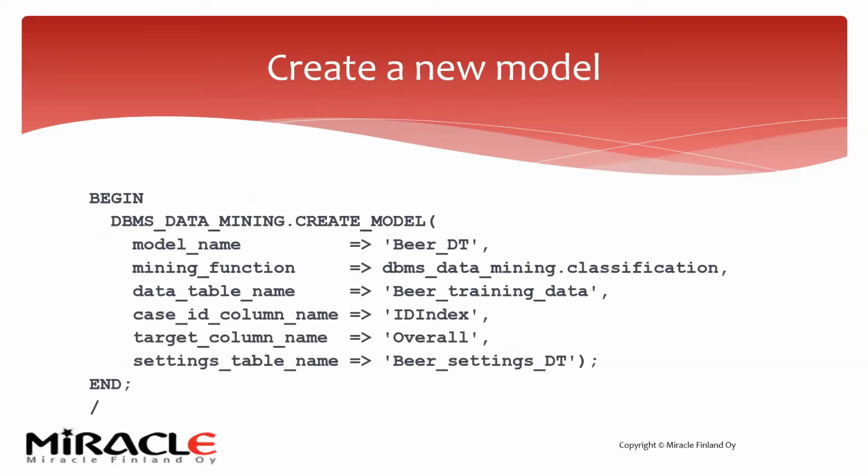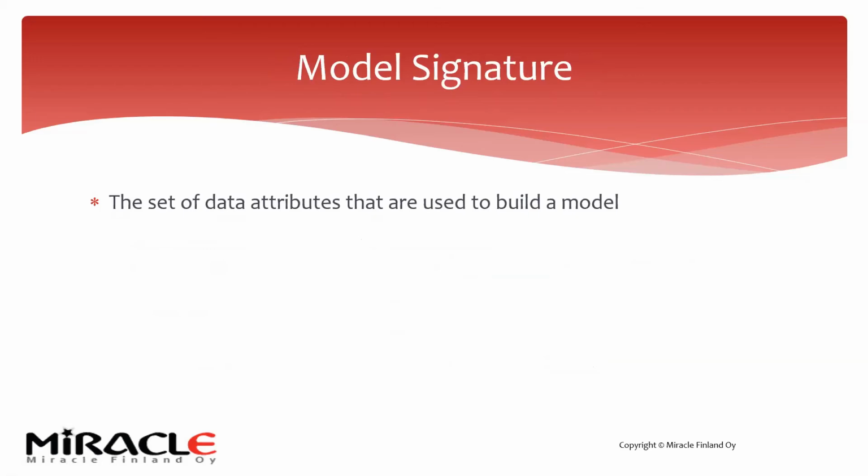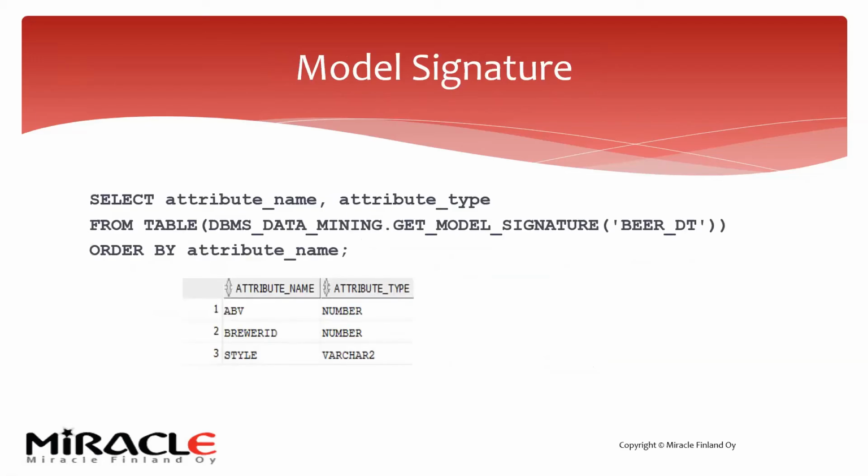So I'm now creating the model. The model name is going to be beer_DT. And I'm using the data mining classification function. This is the table where I have the data. This is the ID, the index, the primary key. Overall is the target, and the setting table I just created is called beer_settings_DT. The model signature actually tells more about the model, what attributes were actually used when creating the model.